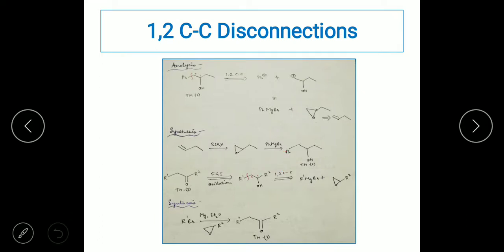Now let us go to the next example, target molecule 3. Here you have a ketone. You have a carbonyl group. So for the carbonyl group, you can do the 1,1 CC disconnection, or also you can make use of 1,2 CC disconnection for a carbonyl.